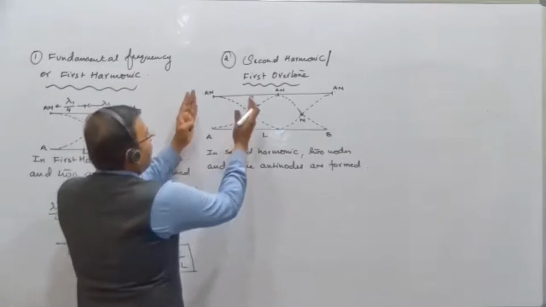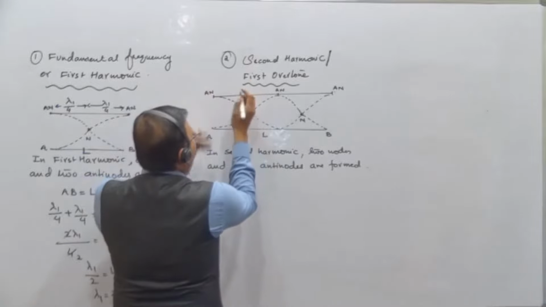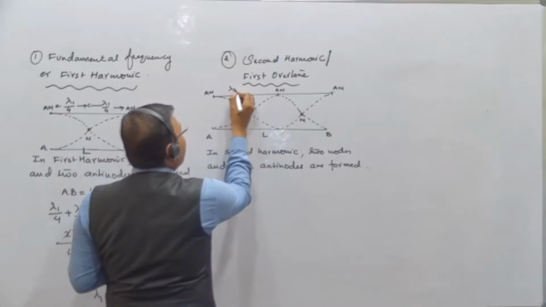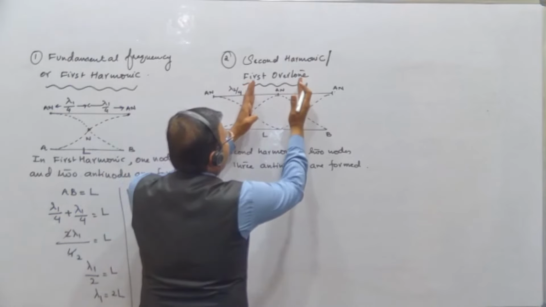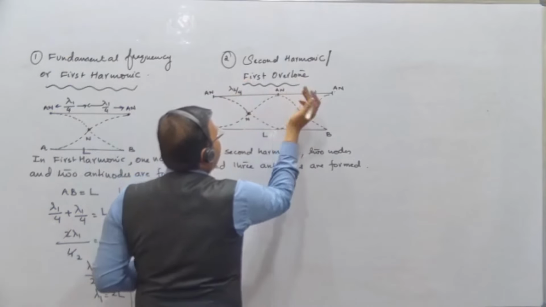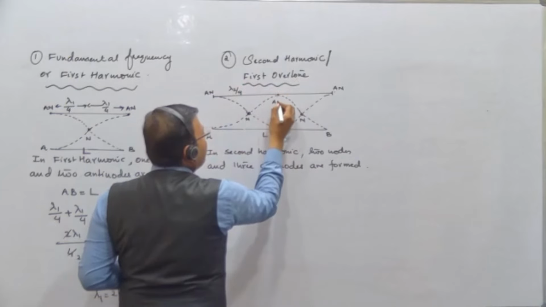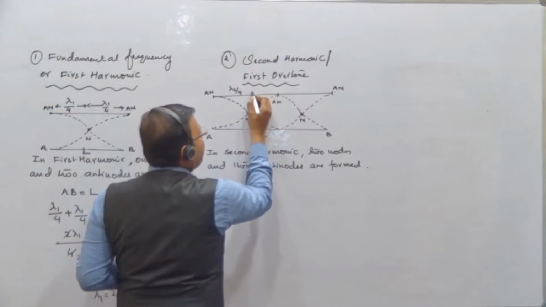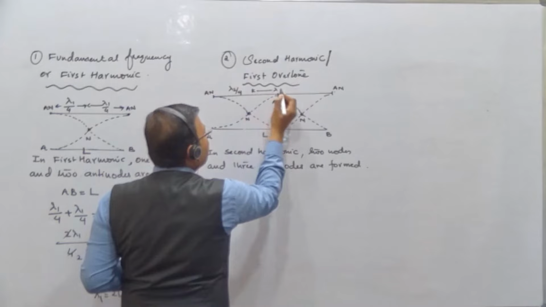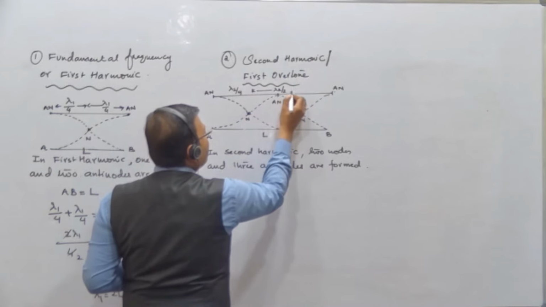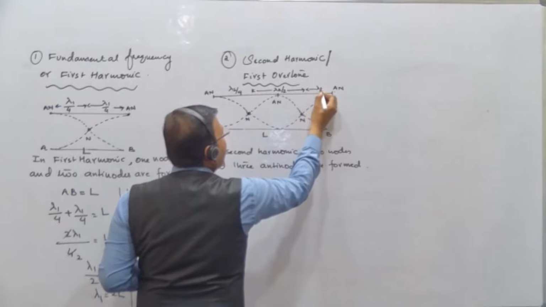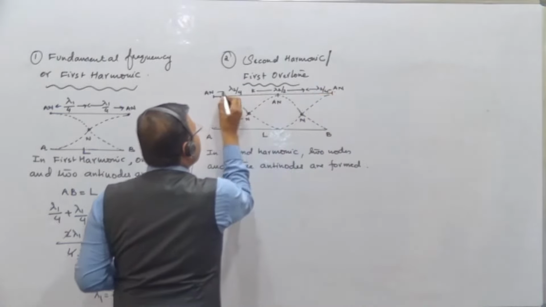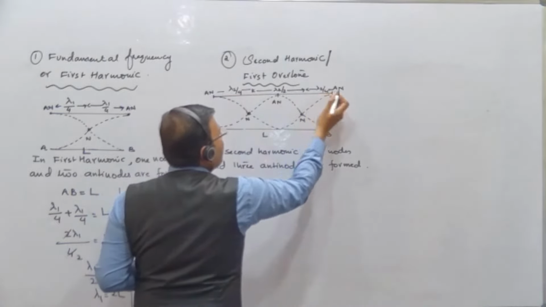So you can see clearly this is half of the loop. So therefore I take here lambda 2 by 4. Now you can see clearly this is one loop. So from here to here, I'll write antinode just here, and from here to here, it is lambda 2 by 2. And of course, from here, lambda 2 by 4. So this is lambda 2 by 4. This is also lambda 2 by 4.